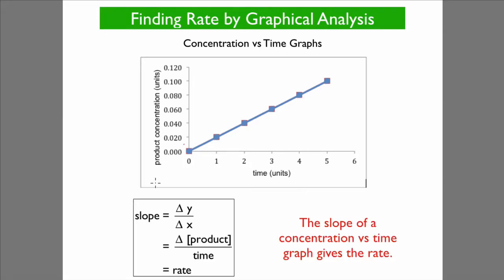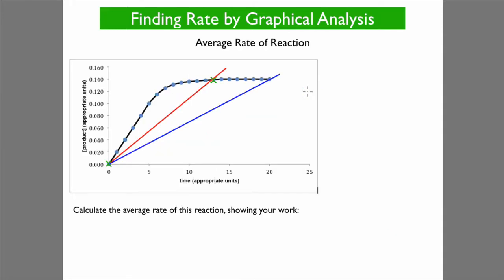So the slope of this will be the change in y, which is concentration, over the change in time here. So we've got the rate of change of product over time, which is what we want for rate. So the slope of this thing gives us the rate of the reaction. We find average rates of reaction when looking at these graphs more often than not.